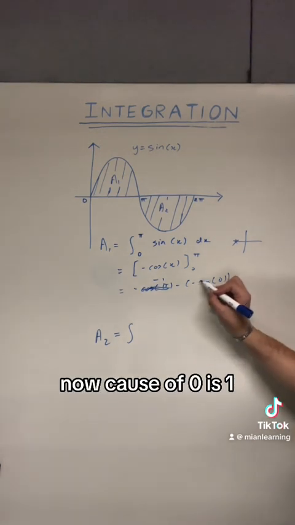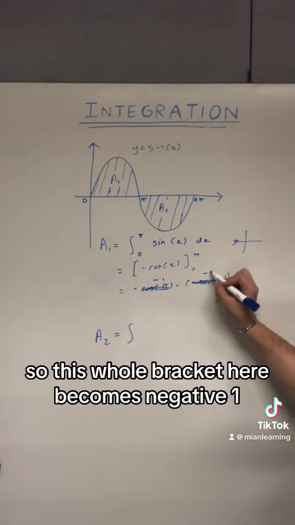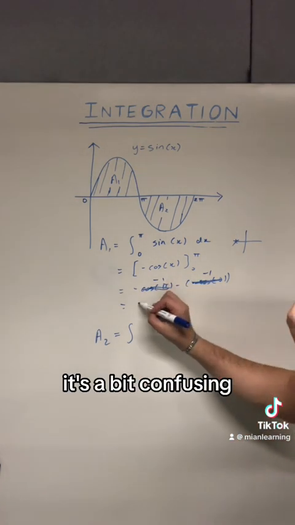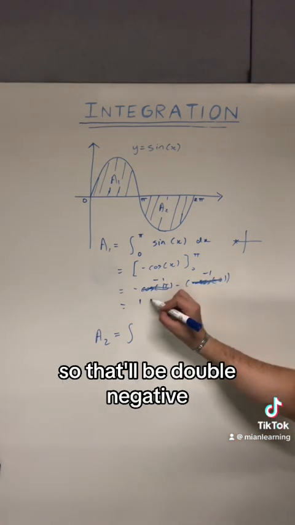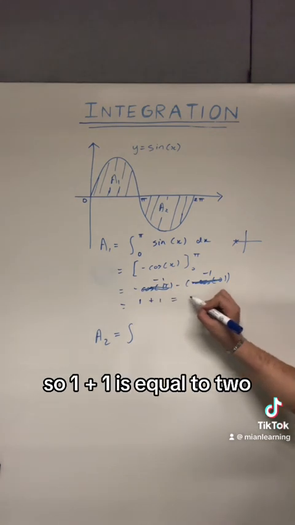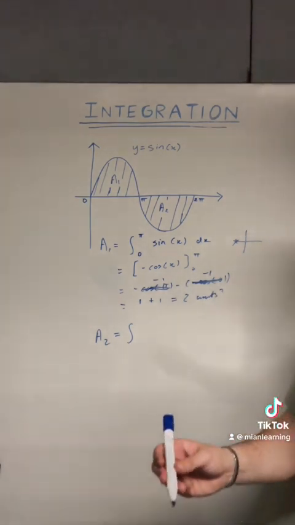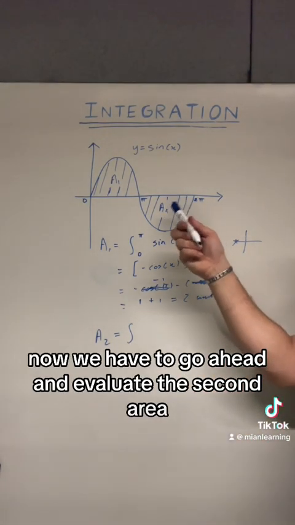Now cos of 0 is 1. So this whole bracket here becomes negative 1. So we have negative of negative 1, which becomes positive 1. It's a bit confusing. And then minus negative 1. So that'll be double negative. So 1 plus 1 is equal to 2 units squared. Perfect. Now we have to go ahead and evaluate the second area.